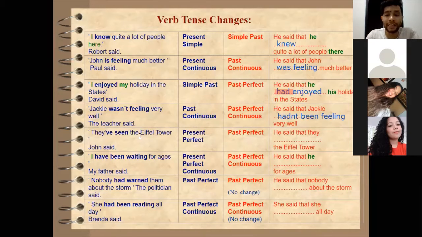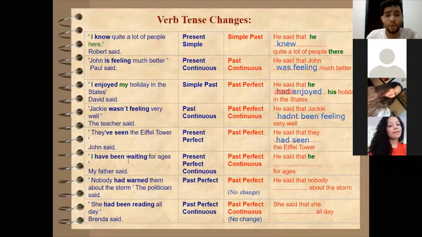They have seen the Eiffel Tower, Sean said. Have seen tells me that the sentence is in the present perfect. So in the reporter's speech, you have to use the past perfect. So he said that they what? Had seen. There you go. Had seen the Eiffel Tower. Great. Next one.